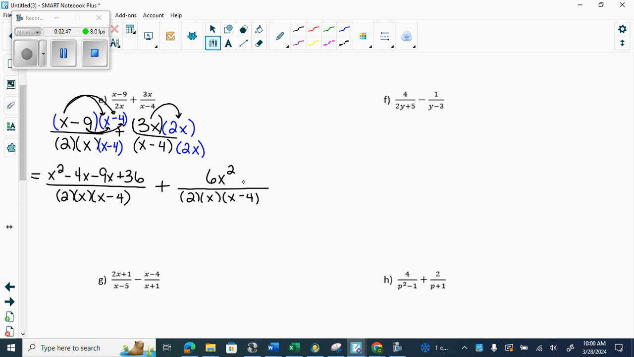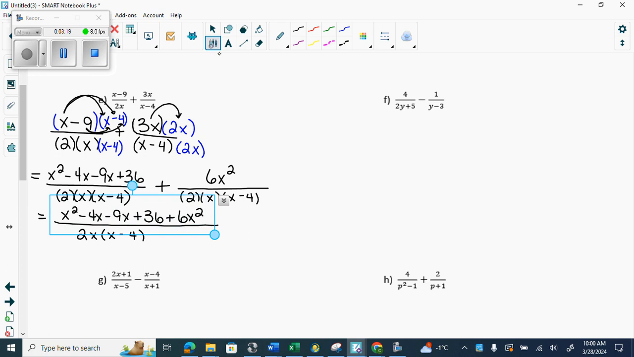So my first goal is to get a common denominator whenever we have addition and subtraction. Yes? My second step is to write it all over 1 denominator. Correct? First step, common denominator. Second step, write it over 1 denominator. So I get 2x, x minus 4. And then on the top I get x squared minus 4x minus 9x plus 36 plus 6x squared. So first step, common denominator. Second step, write it over 1 denominator. Third step is what? Combine like terms.